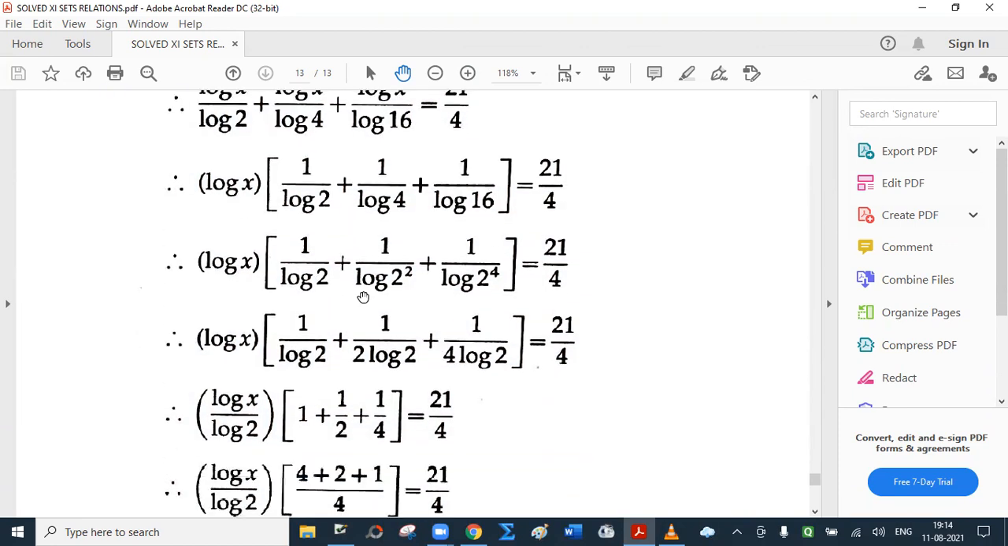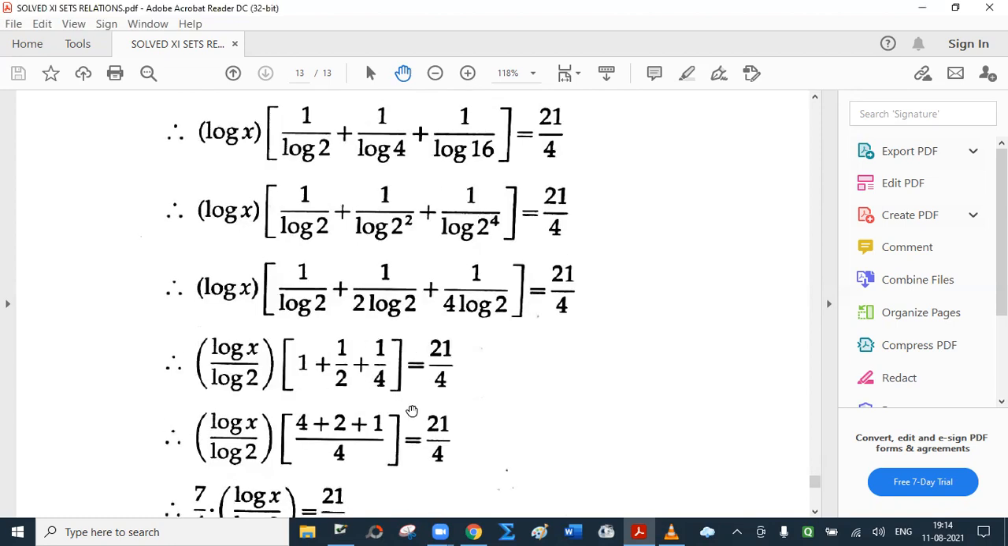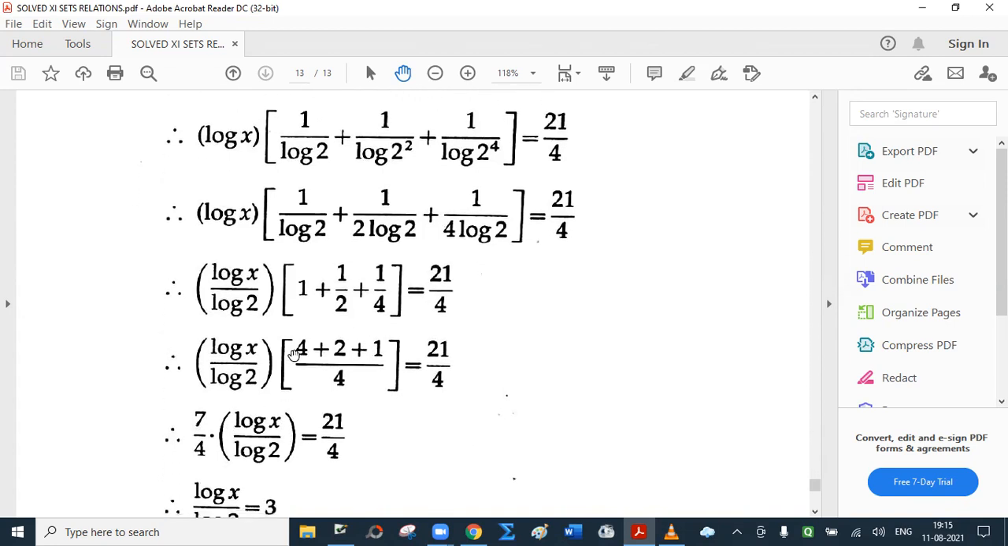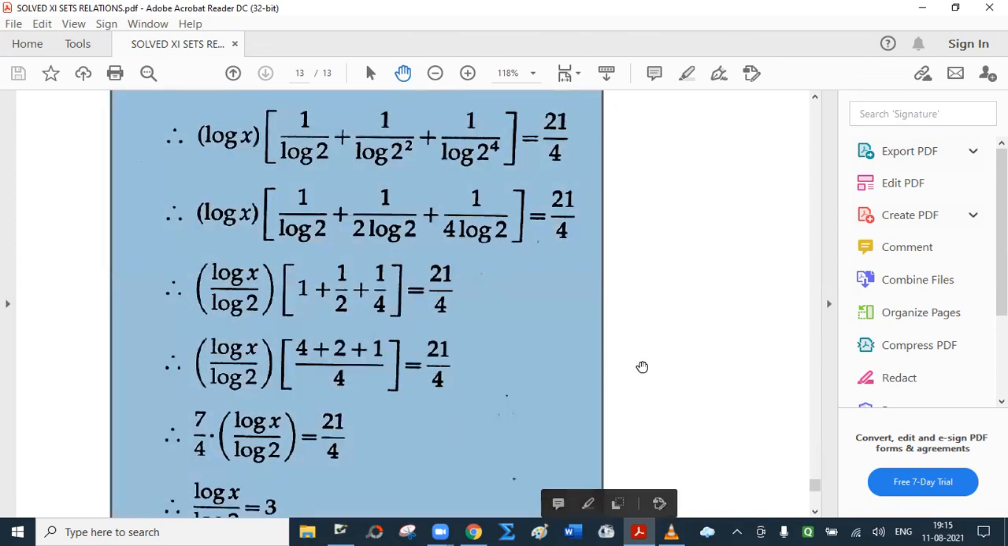Now, just a minute. What is log of 2 square? 2 log 2. What is log of 2 raised to 4? 4 log 2. Now note that log 2 can be taken common from denominator. So log x upon log 2 is what? 1 plus half plus 1 by 4. Now, how do we add fractions? LCM 4. So 4 plus 2 plus 1, that is 7 by 4. So 7 by 4 into log x upon log 2 is 21 by 4.